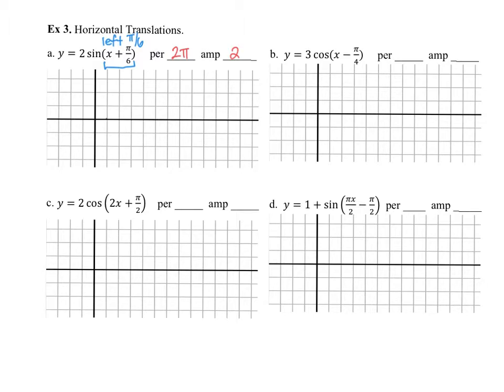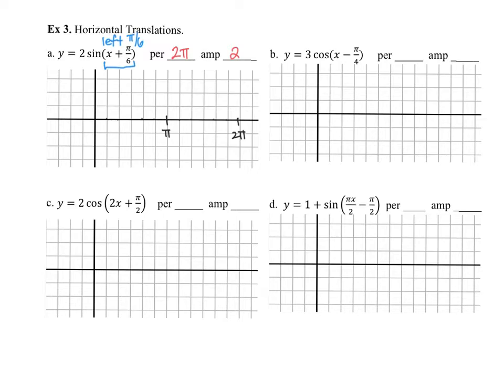Meaning, I'm going to make 1, 2, 3, 4, 5, 6 spaces for pi. 1, 2, 3, 4, 5, 6 spaces for 2 pi. And the reason I'm doing that is because if there's 6 spaces for pi, then each of those spaces must be pi over 6, and that will make it easier for me to move left pi over 6.